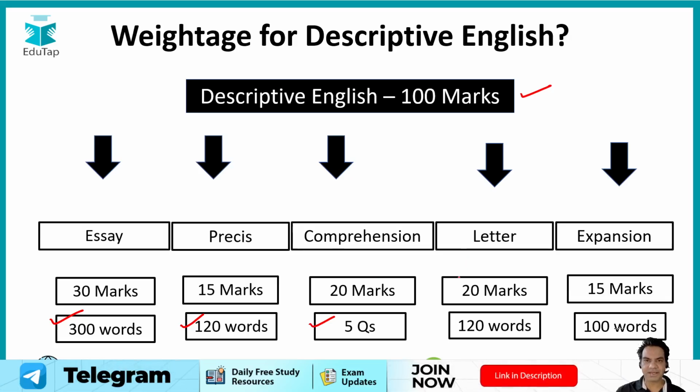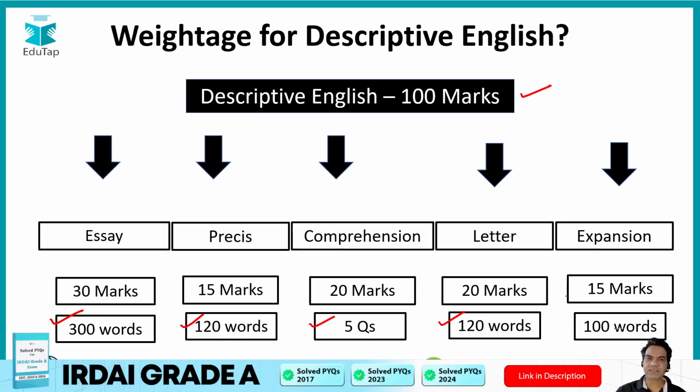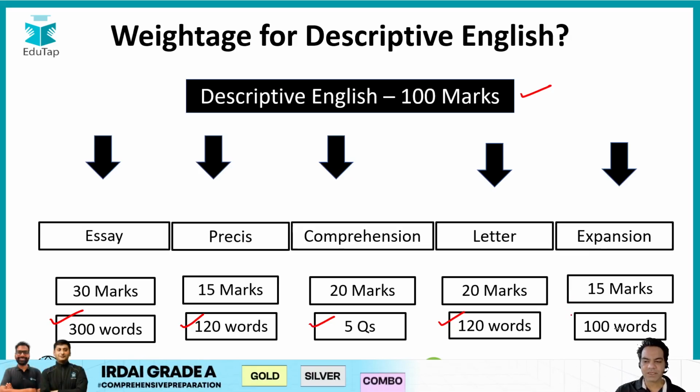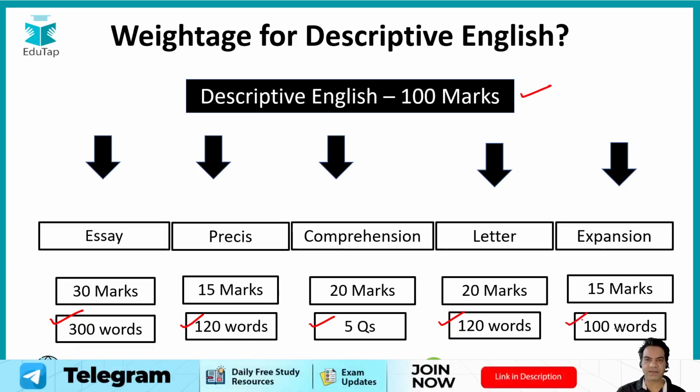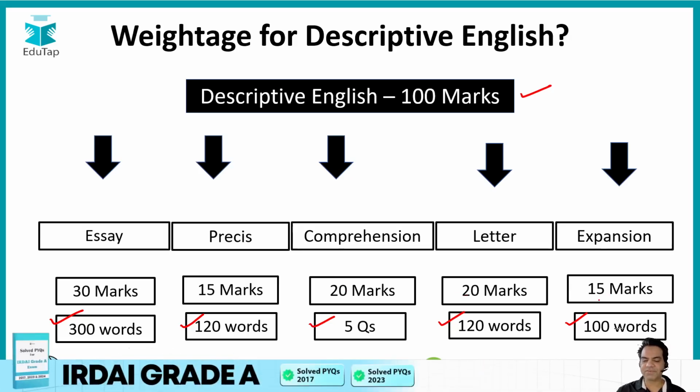Then you have your letter, which is again worth 20 marks. You'll have to write your letter in 120 words. You'll have a choice between 2 and you're supposed to write on one of them. And then last, you'll be given a statement, and you will be required to expand that statement in 100 words, which is worth again 15 marks. So 30 plus 15 is 45, 45 plus 20 is 65, plus 20 is 85, plus 15 is 100 marks.